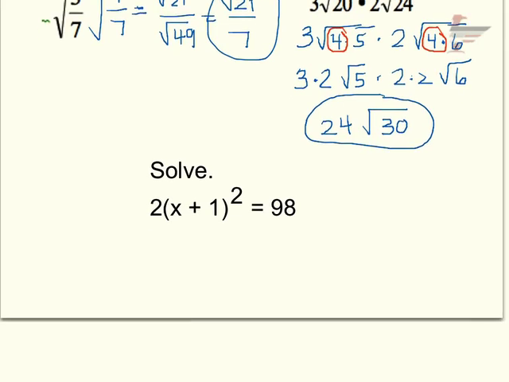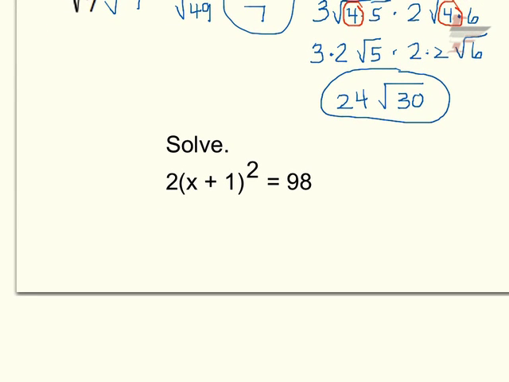Then the last one here, solve 2 times (x plus 1) quantity squared equals 98. So I would remind you, anytime you have a quantity squared and you're solving, don't FOIL. Make yourself a huge note. Because if you FOIL that out, you're going to be able to solve it, but you're going to end up using the quadratic formula and making the process a lot bigger than it needs to be. So I'm going to divide both sides by 2 first, which leaves me with (x plus 1) quantity squared equals 49.